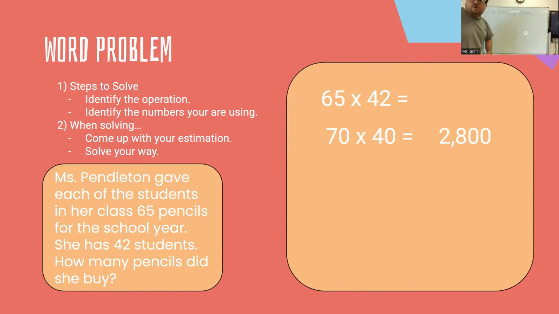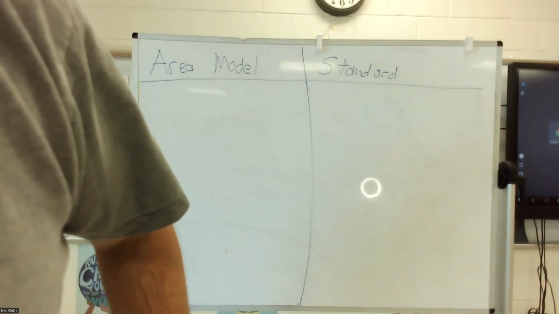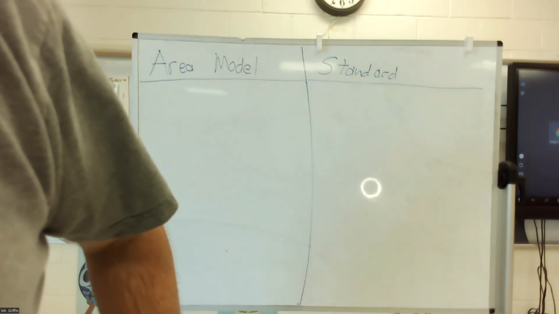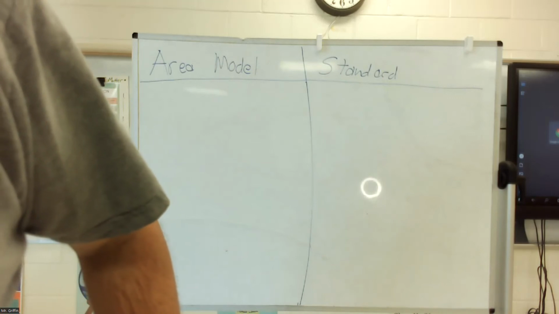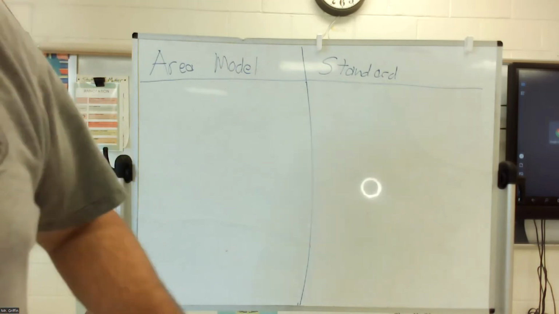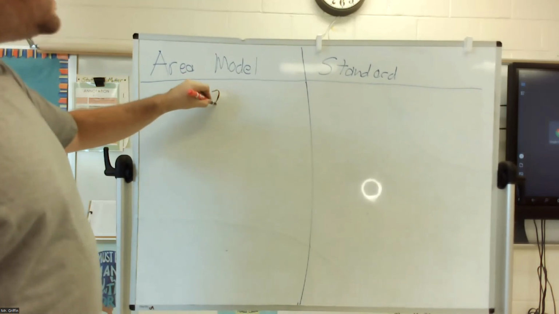All right, so I'm gonna go ahead and stop sharing my screen. All right, so let's take a look at this one. I forgot to look to see what the problem was. 65 times 42. So I'm doing 65 times 42.